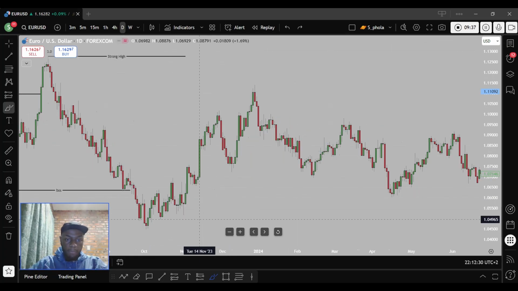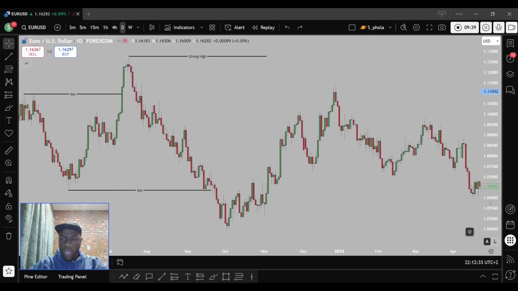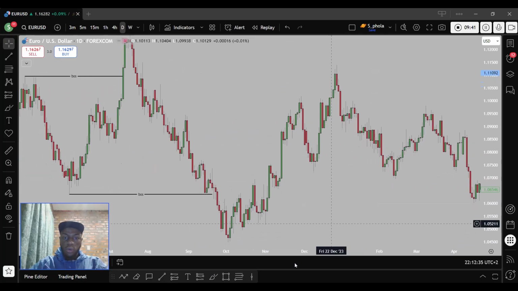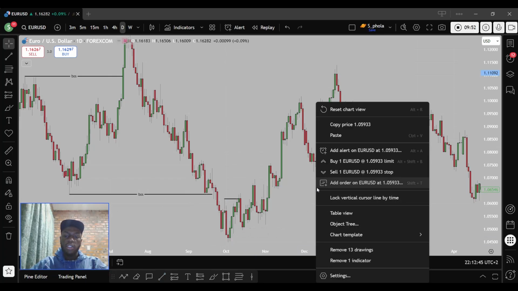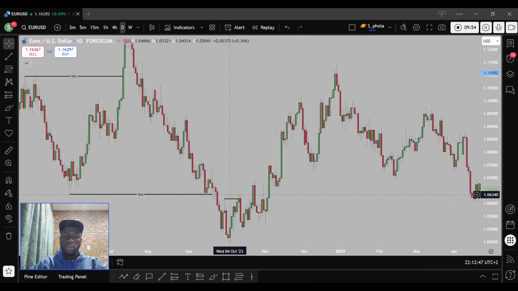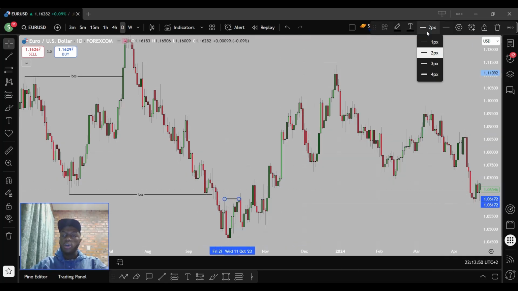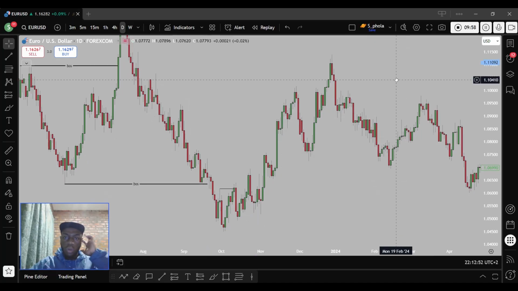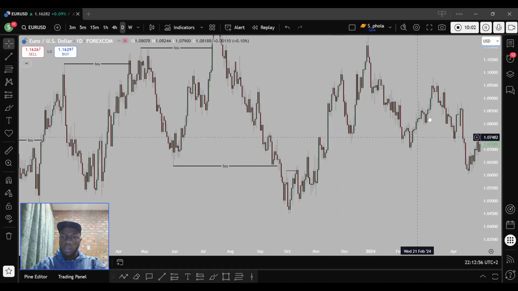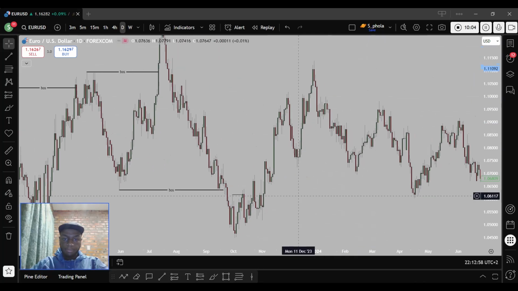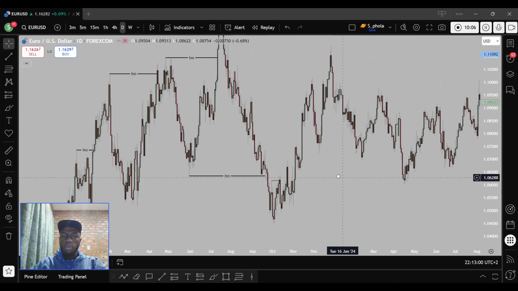So what happened here was we got a break of this minor pullback high. Understand? Which symbolized that, okay, cool, our internal pullback might be starting, right? So from here, our pullback started.